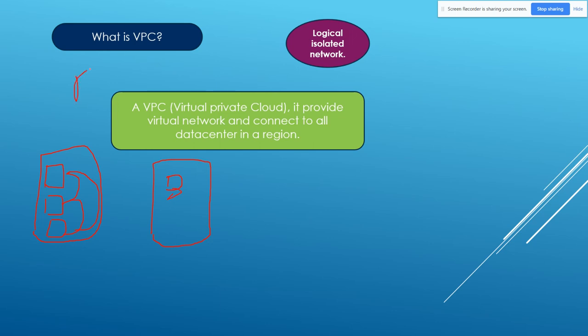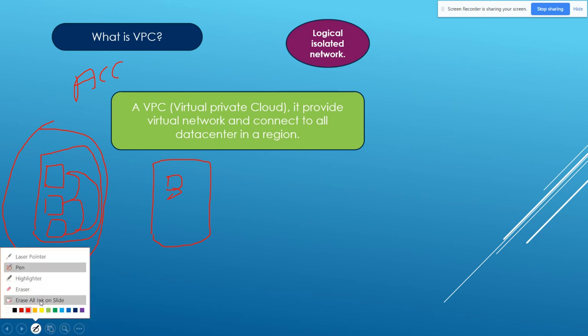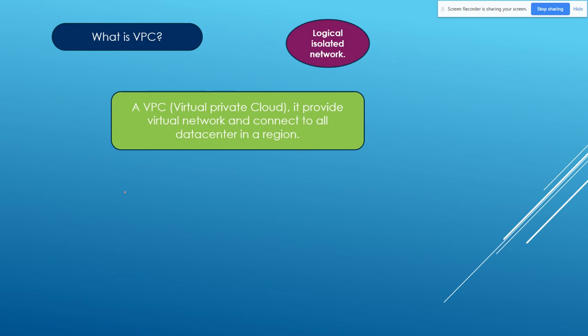Take an example: it's your account and you have two VPCs. One VPC's systems cannot communicate with the other VPC. That is a completely isolated virtual network, and it provides a high level of security to your network. If you want to communicate with another VPC's systems, there are other mechanisms which we will talk about later. So the first thing is that it provides a logical isolated network.